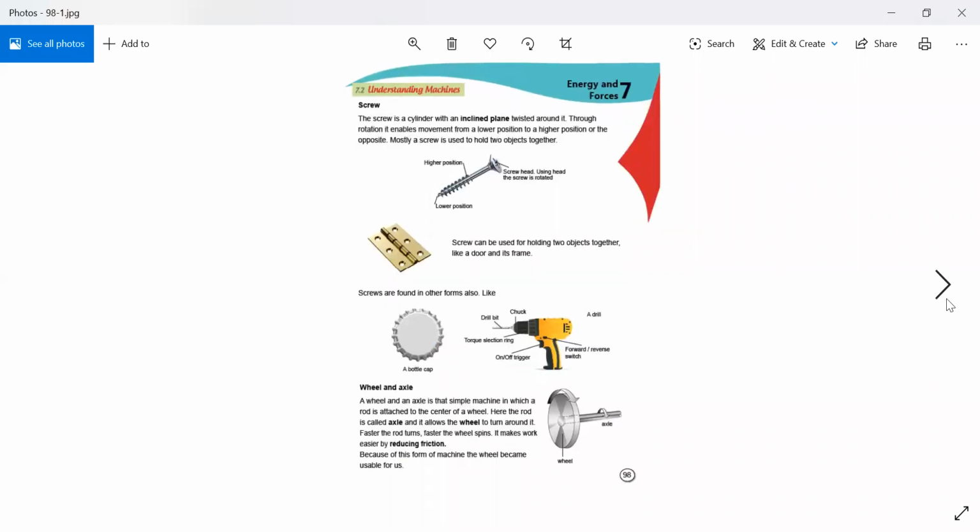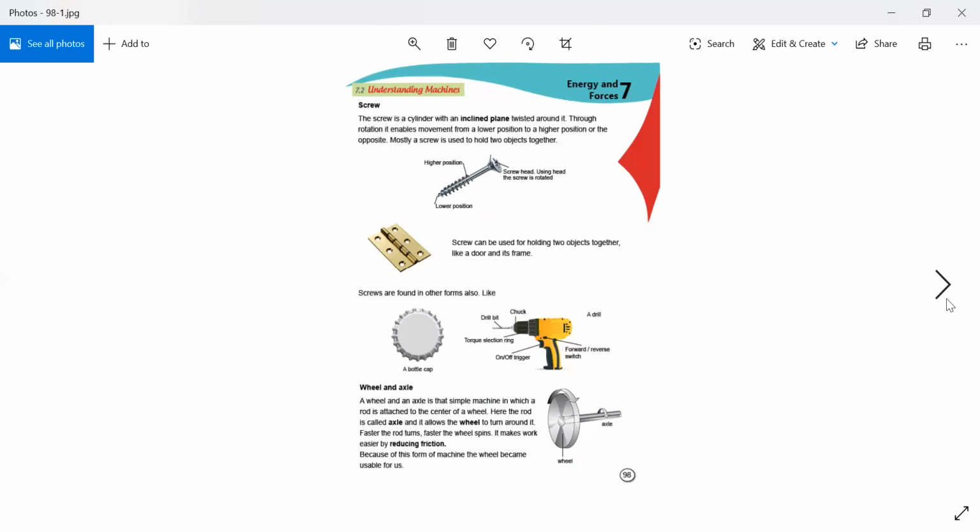Moving to page number 98. Screw. A screw is a cylinder with an inclined plane twisted around it. Through rotation, it enables movement from a lower position to a higher position or the opposite. Mostly a screw is used to hold objects together.